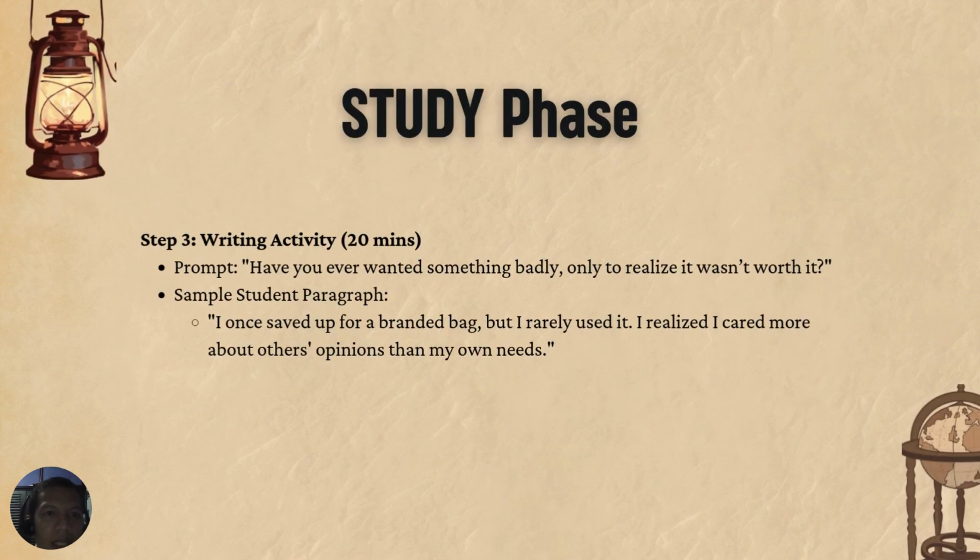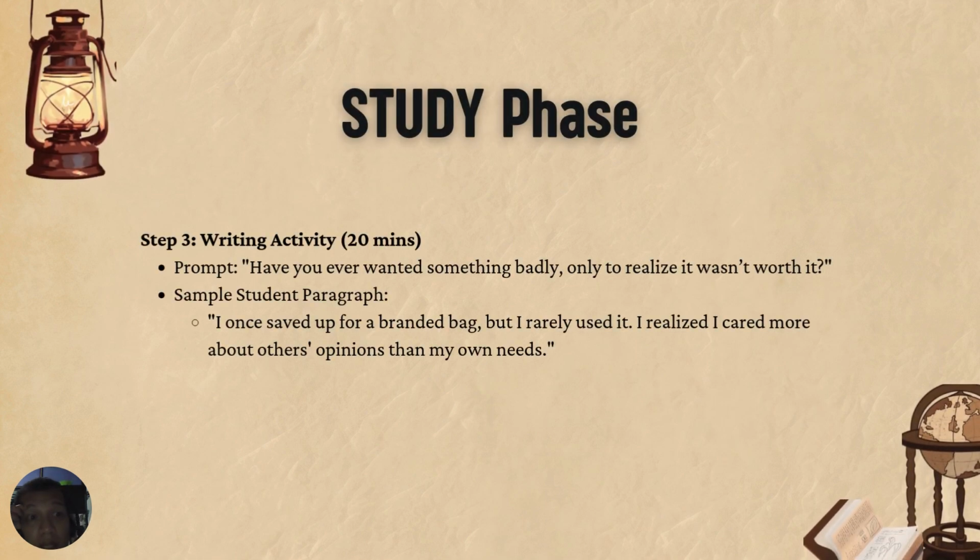Next, still in the study phase, the third step is the writing activity, which consumes 20 minutes. Here, I would ask the students this question: have you ever wanted something badly only to realize it wasn't worth it? The sample student paragraph would be: I once saved up for a branded bag, but I rarely used it. I realized I cared more about others' opinions than my own needs.